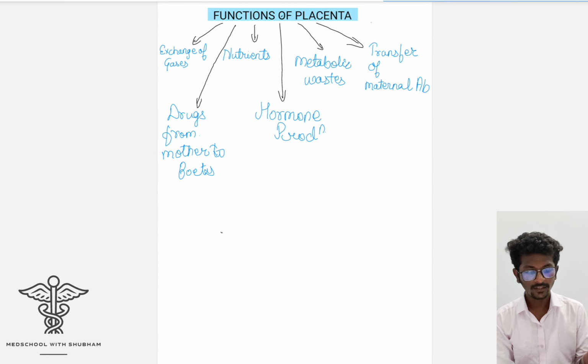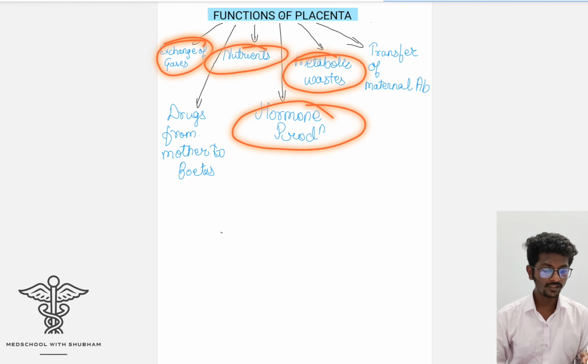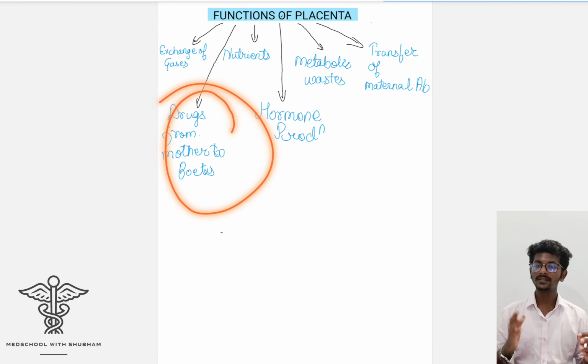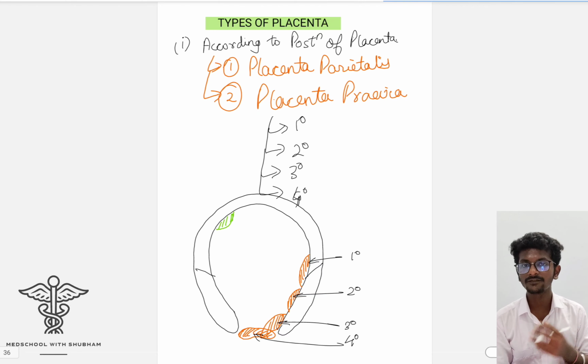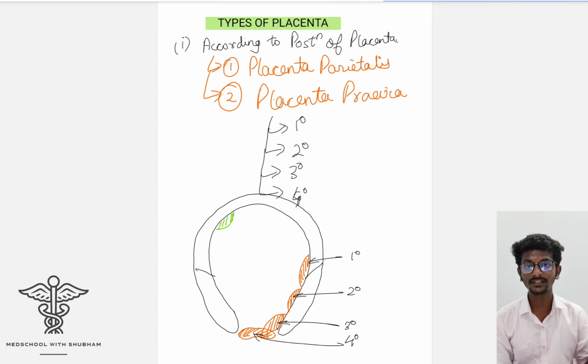Let's revise everything. So what are the functions of the placenta? Exchange of gases, nutrients, hormone production, metabolic waste, transfer of maternal antibodies, and the drugs from the mother to the fetus. These were the functions of the placenta. Now types of the placenta. There are three criteria upon which we will classify the placenta.